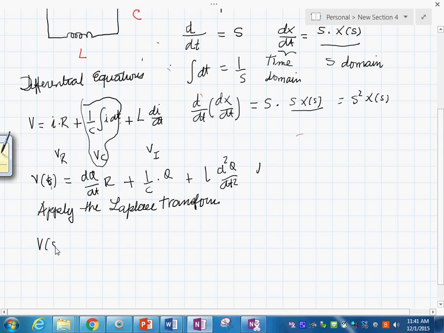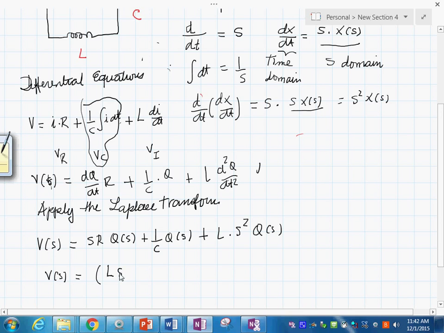So this is going to be V of S equal to S times R times Q of S plus 1 over C times Q of S plus L times S squared times Q of S. So we could write it down as V of S equals, in parentheses, L times S squared plus S times R plus 1 over C, multiplied by Q of S, right?